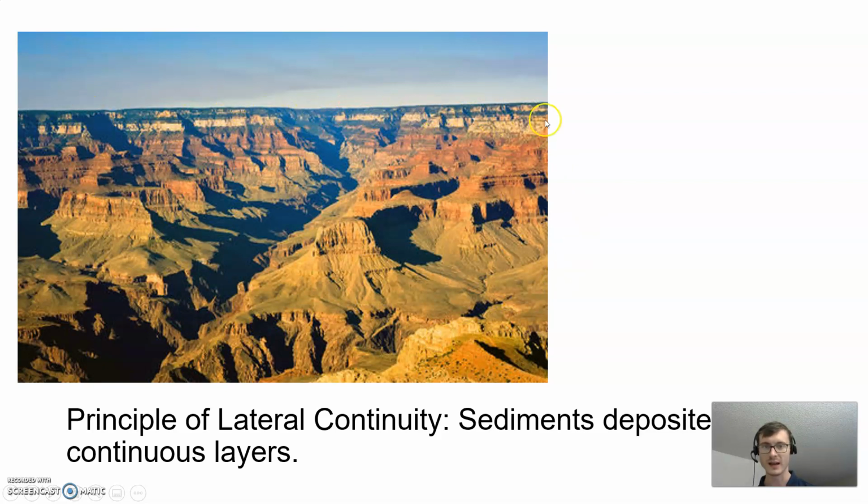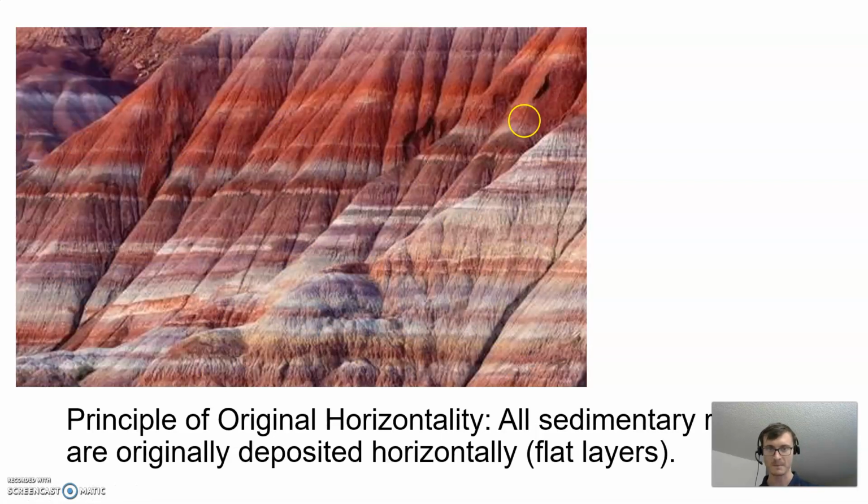And the same is true for these. This was once an entire continuous horizontal layer of rock. The same is true for these over here. This was once a continuous horizontal layer, laterally continuous, horizontally connected.